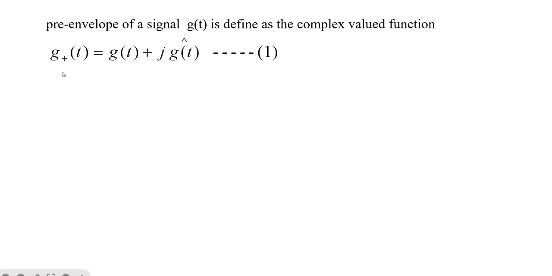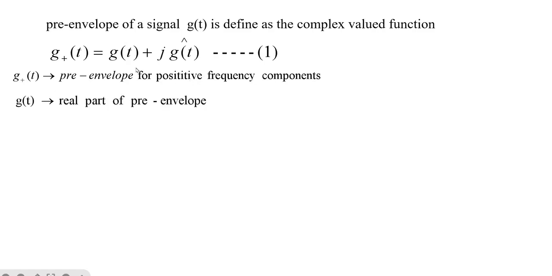From this equation you can see the pre-envelope g plus of t is a complex valued function, as we have the imaginary part. In this equation, g plus of t is the pre-envelope for positive frequency components of the signal. g of t is the real part of the pre-envelope and j into g cap of t is the imaginary part of the pre-envelope g plus of t. The pre-envelopes are practically useful in handling the bandpass signal and the systems.